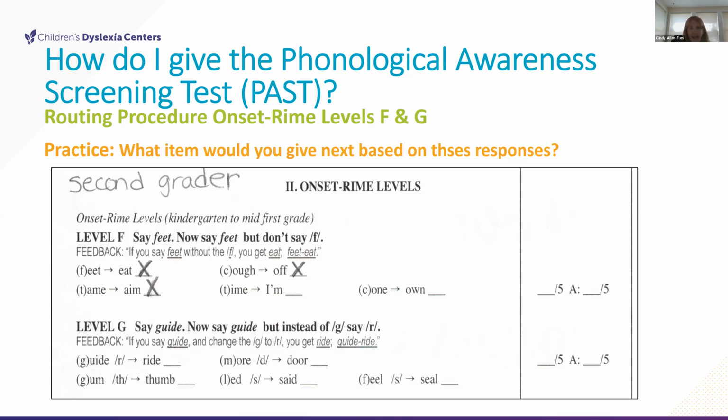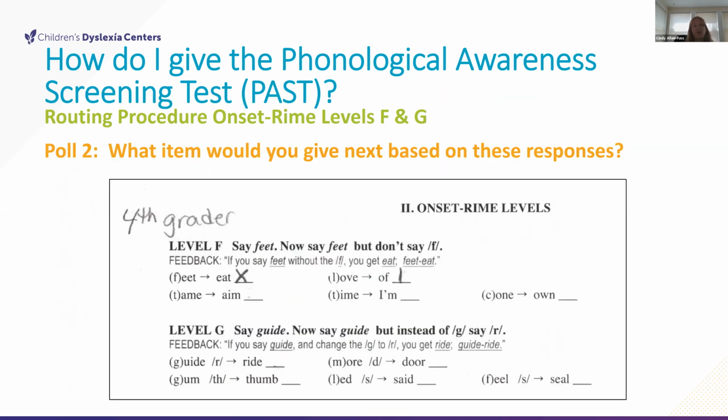So which item would I give next? I would go down and I would give guide next. If the child was automatic with that one, I would just continue through the rest of them. If the child was not automatic, I would also continue through the rest of them at that level.